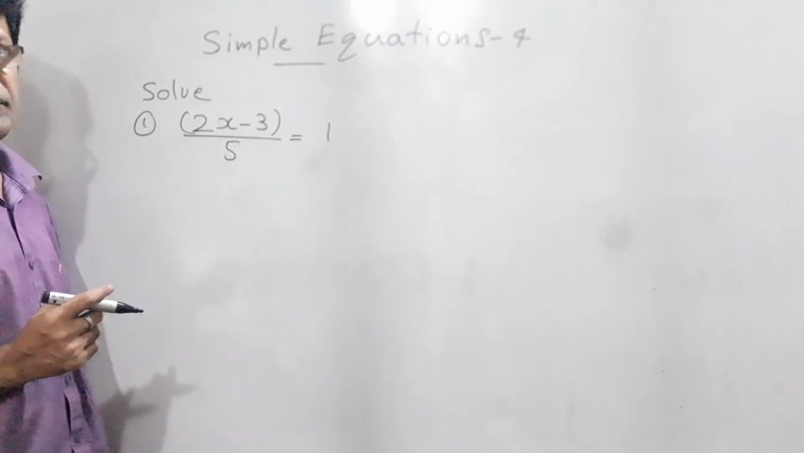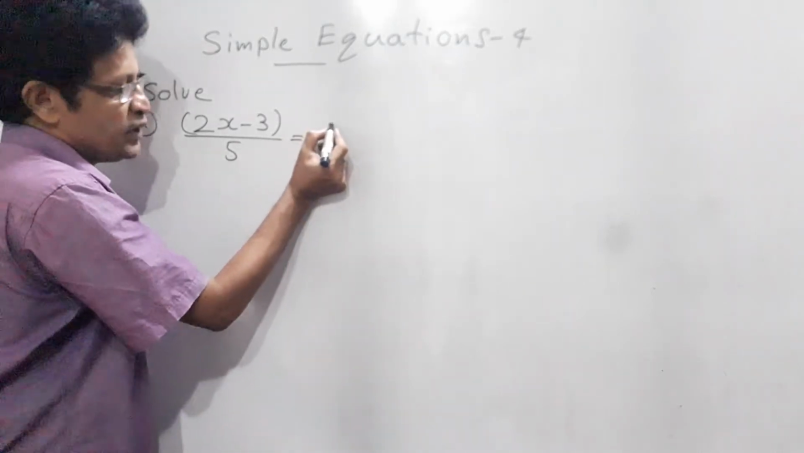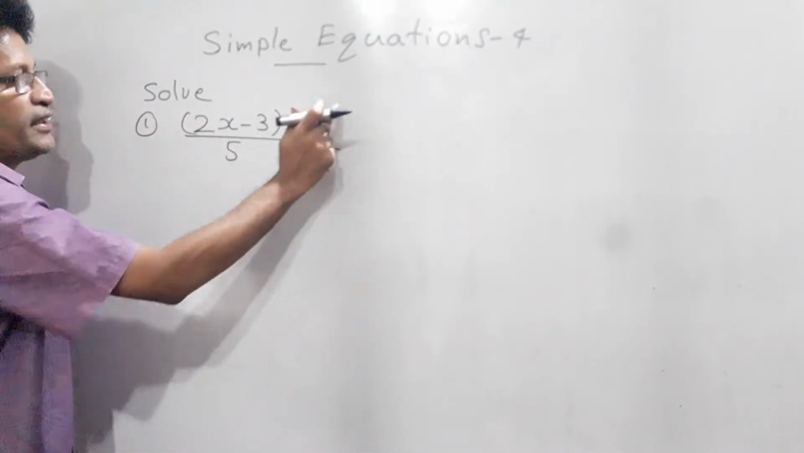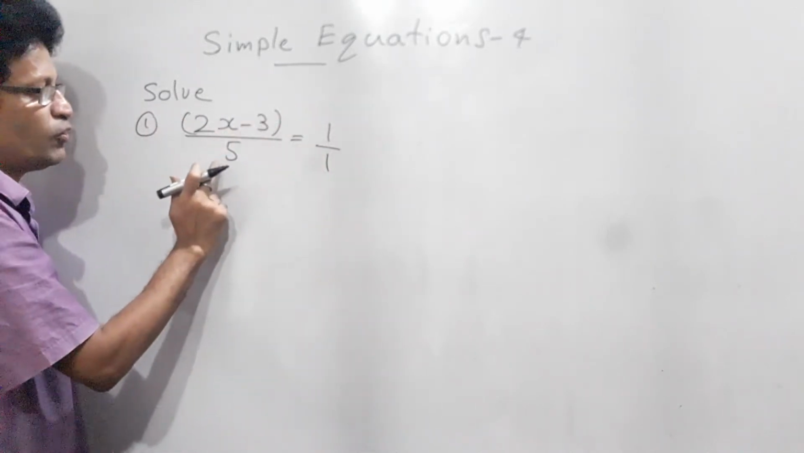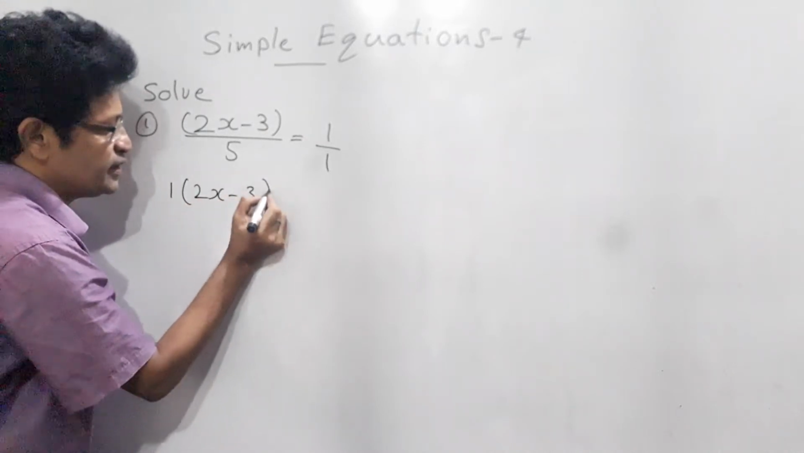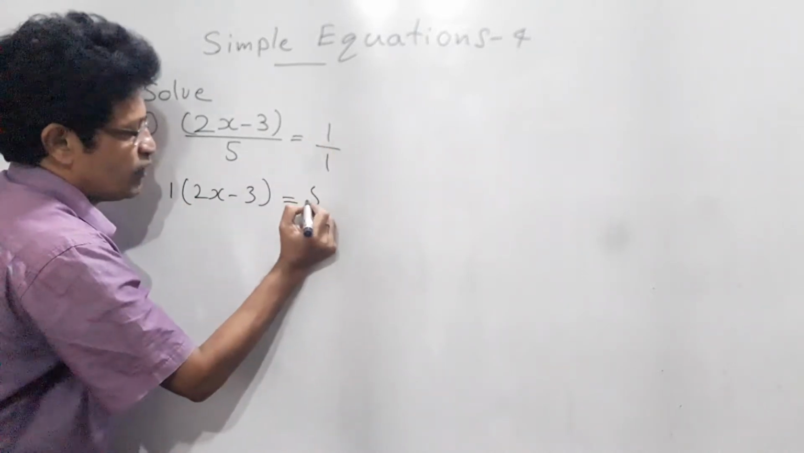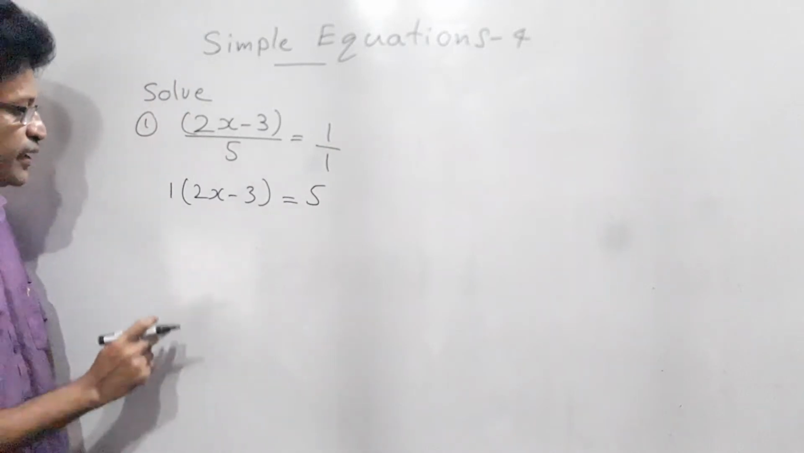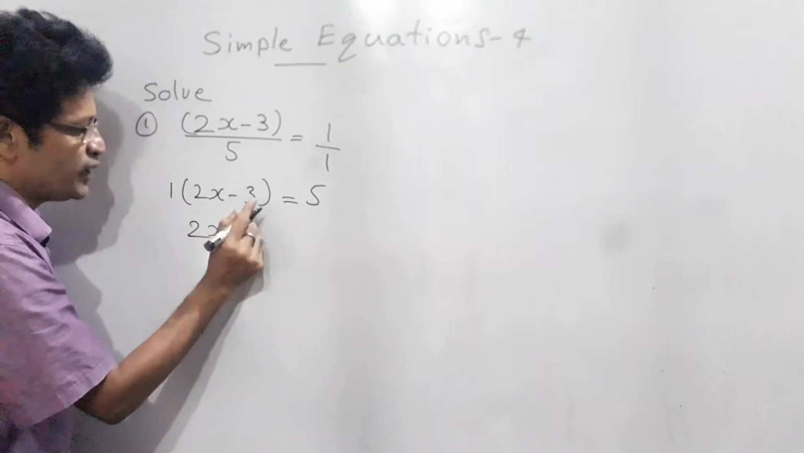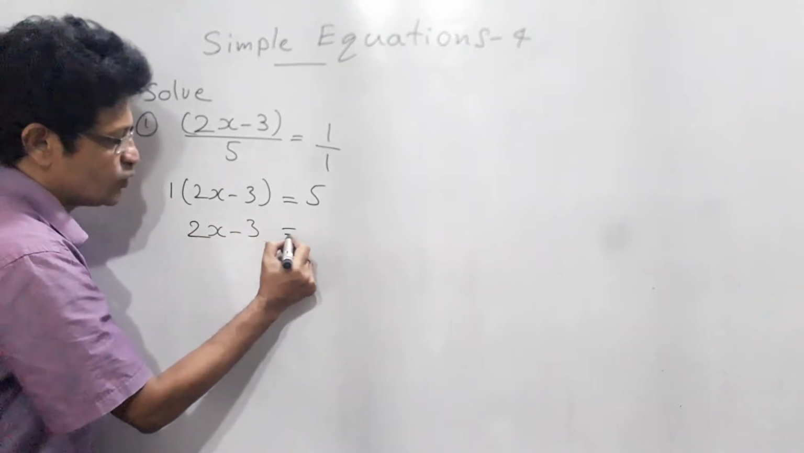We can do the cross multiplication because you know 1 means 1 over 1. So then we can do the cross multiplication like this: 1 into (2x − 3) equals 5 into 1, 5. Now we have to remove the brackets. 1 into 2x is 2x. 1 into minus 3 is minus 3, equals 5.